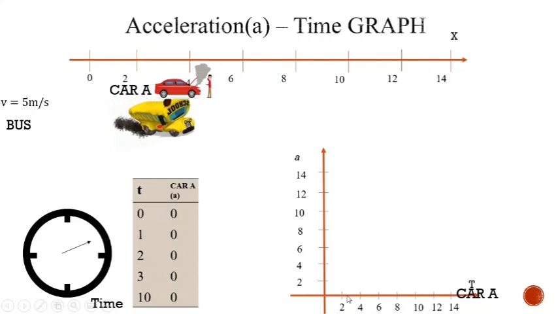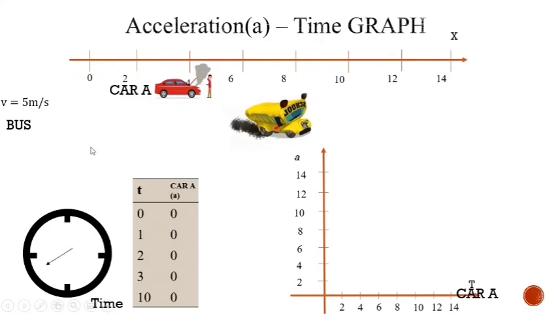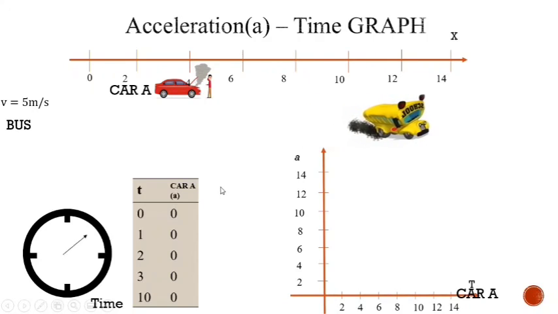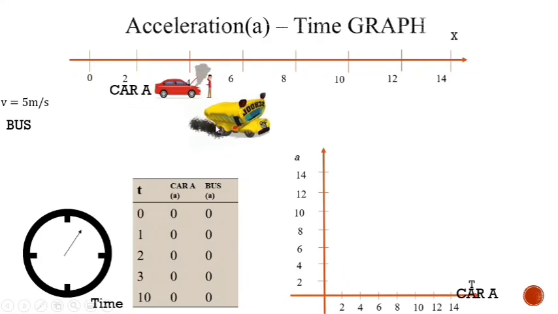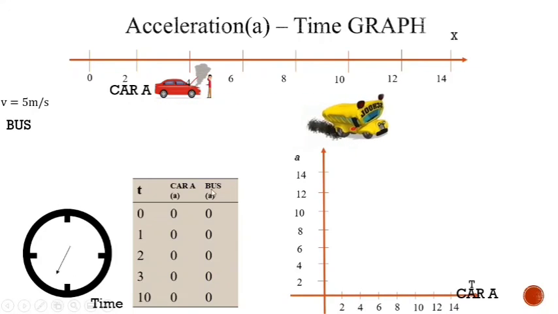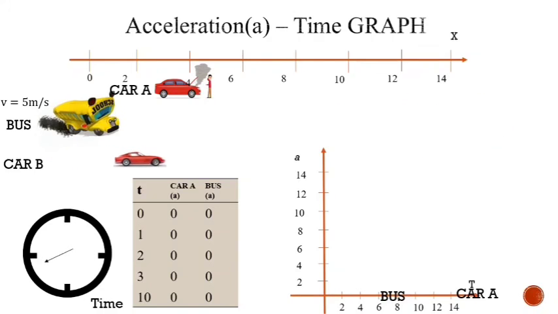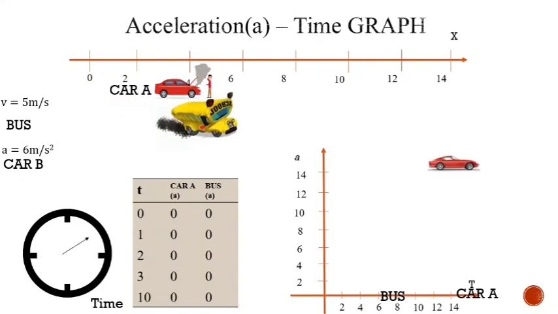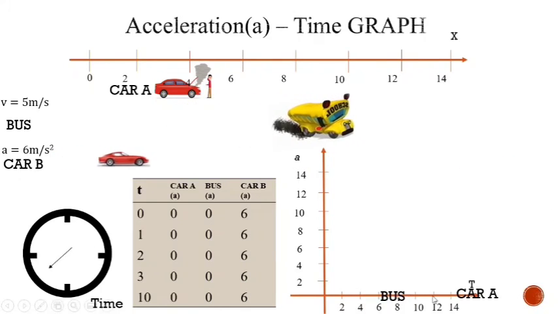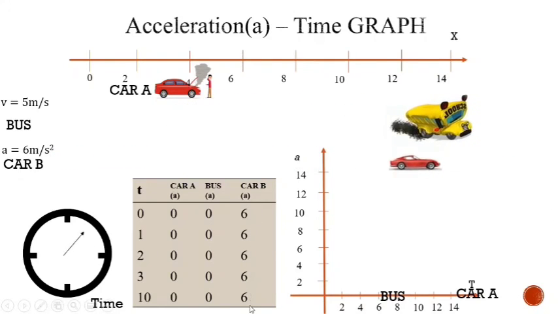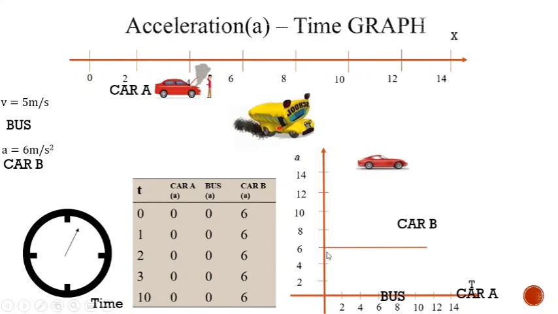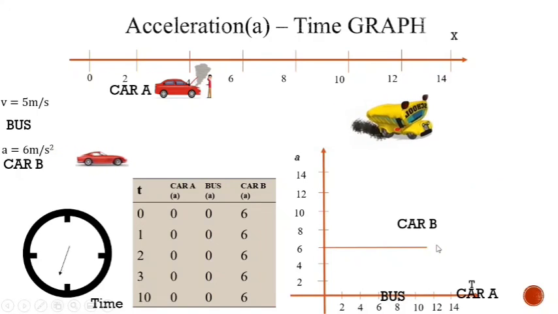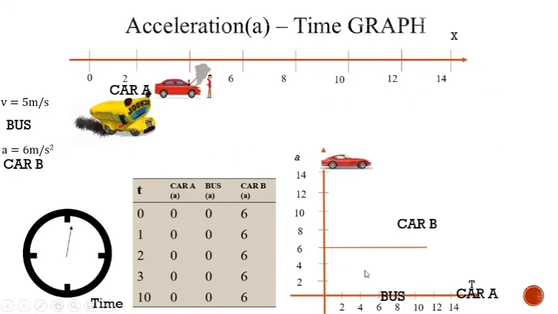So now second example is bus. Suppose bus is moving with 5 meters per second, we are interested to find out acceleration. In this case acceleration is again 0 because there is no change in velocity. So this bus is also indicated on x-axis. But for this car B, there is acceleration of 6 meters per second square, for example, and it is constant whatever may be the time. So if the acceleration is constant, that must be represented with the help of a horizontal line. So horizontal line on AT diagram indicates the accelerated motion.